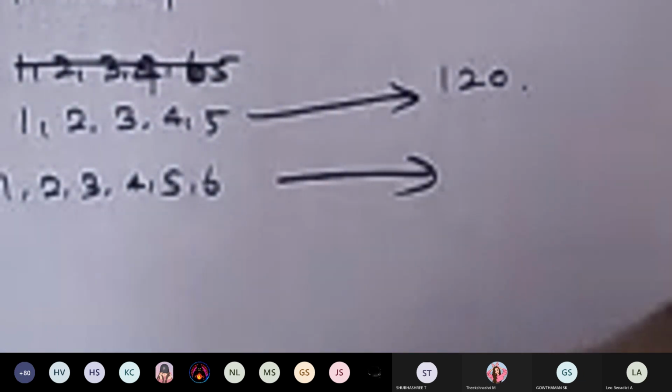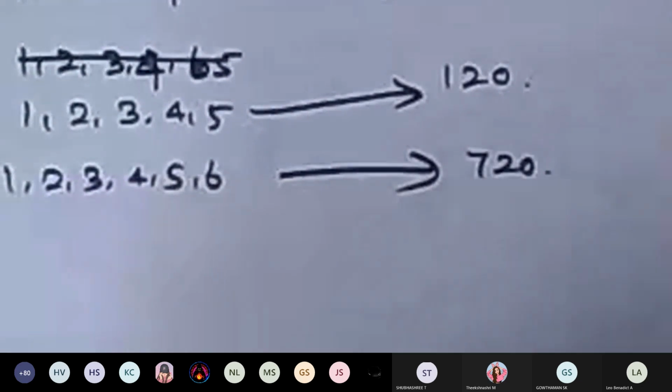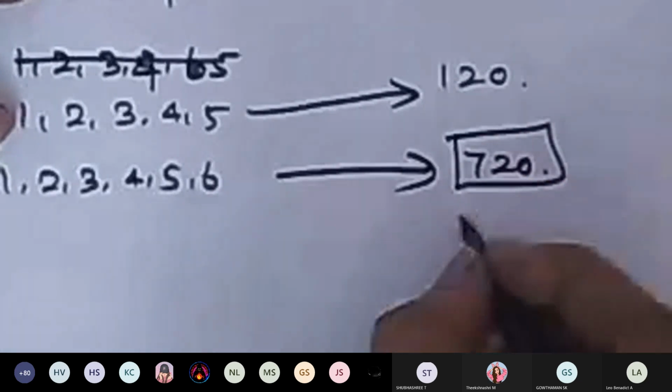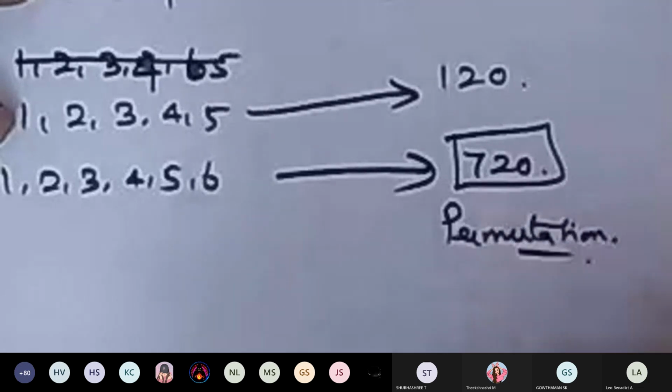I'm asking you to arrange in different ways, how many arrangements are possible? 720. Exactly, 720. Right? So there are 720 ways of arrangement. That is called permutation. That is what we call permutation.